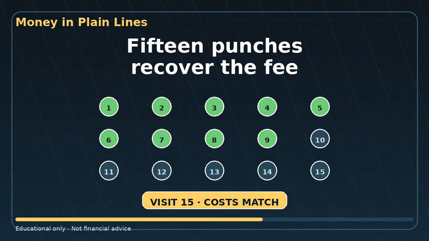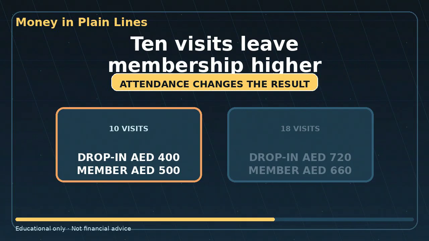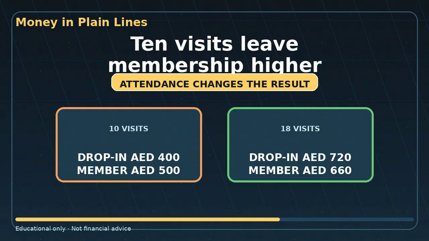Attendance changes the result. At 10 visits, drop-in totals AED 400 while membership totals AED 500, so membership costs AED 100 more. At 18 visits, drop-in totals AED 720 while membership totals AED 660, so membership costs AED 60 less. The same price list produces opposite comparisons because the number of visits changes.